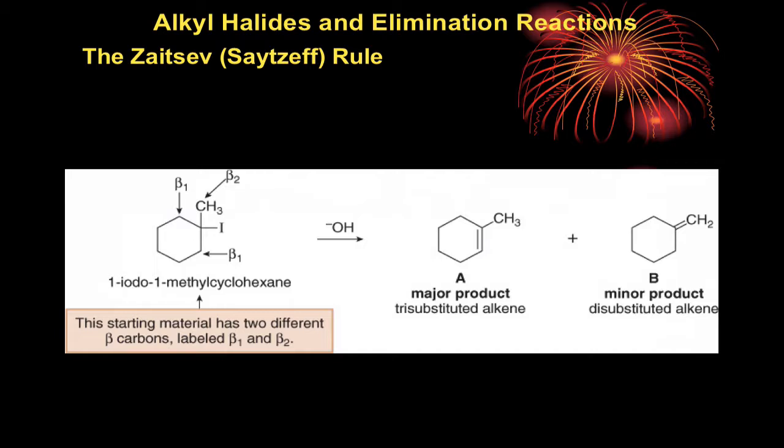Okay, in this case, beta 1 and beta 1 have how many hydrogens on them? 2, and beta 2 has 3, right? So one of these beta 1 carbons is actually going to lose a hydrogen to give the major product, okay? But it's all about alkene stability. Okay, it's about product stability.